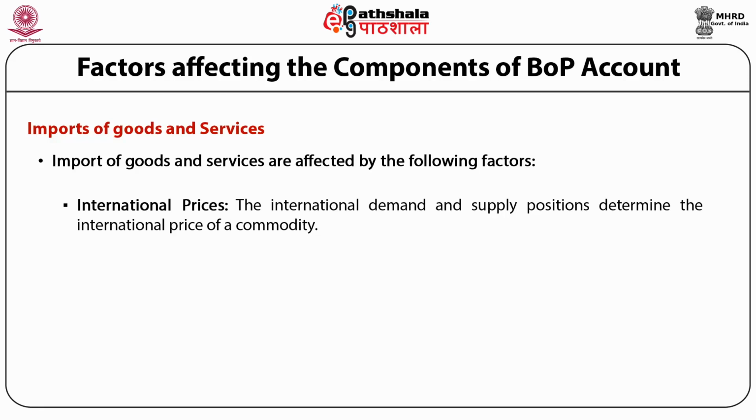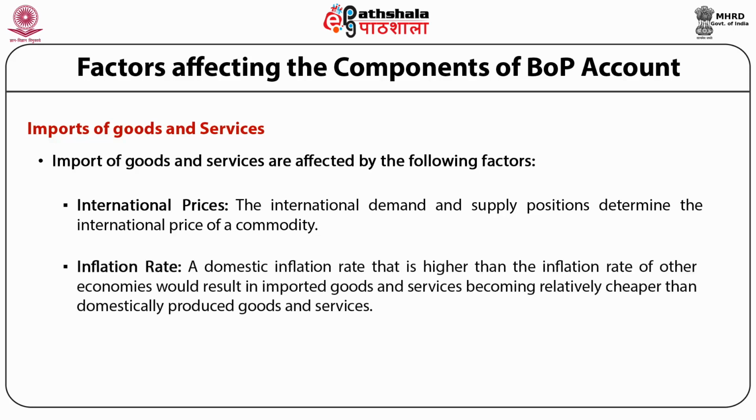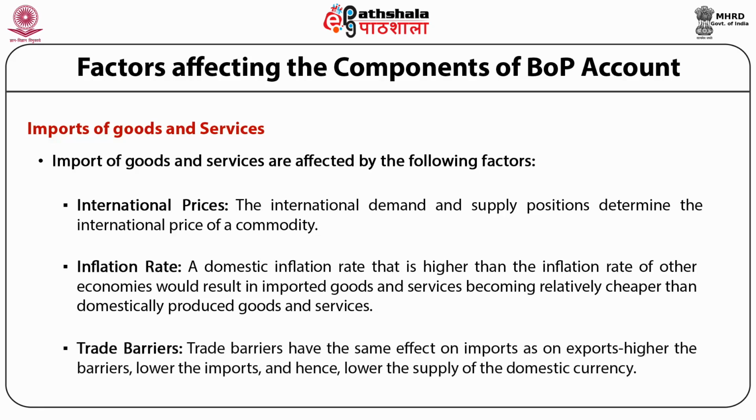In case of the demand being inelastic, the effect on the supply of the domestic currency would depend on the effect on the domestic currency value of imports. Inflation rate. A domestic inflation rate that is higher than the inflation rate of other economies would result in imported goods and services becoming relatively cheaper than domestically produced goods and services. This would increase the demand for the former and hence the supply of the domestic currency. Trade barriers. Trade barriers have the same effect on imports as on exports. Higher the barriers, lower the imports, and hence lower the supply of the domestic currency.